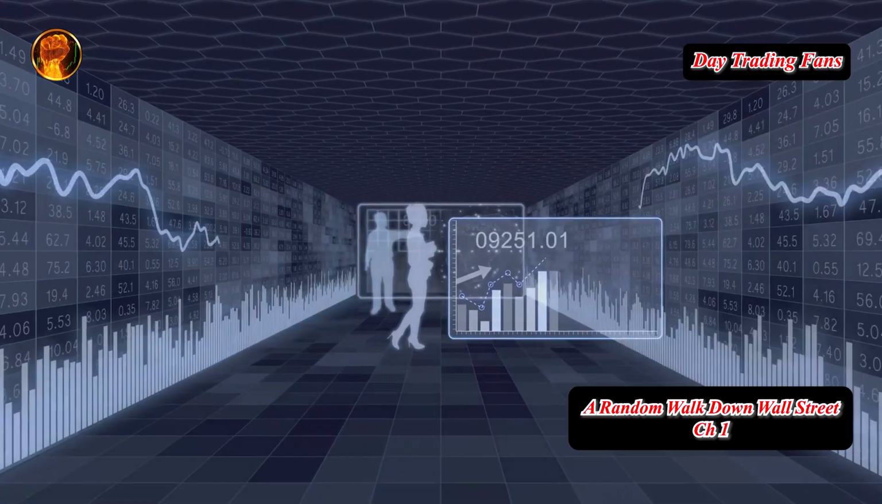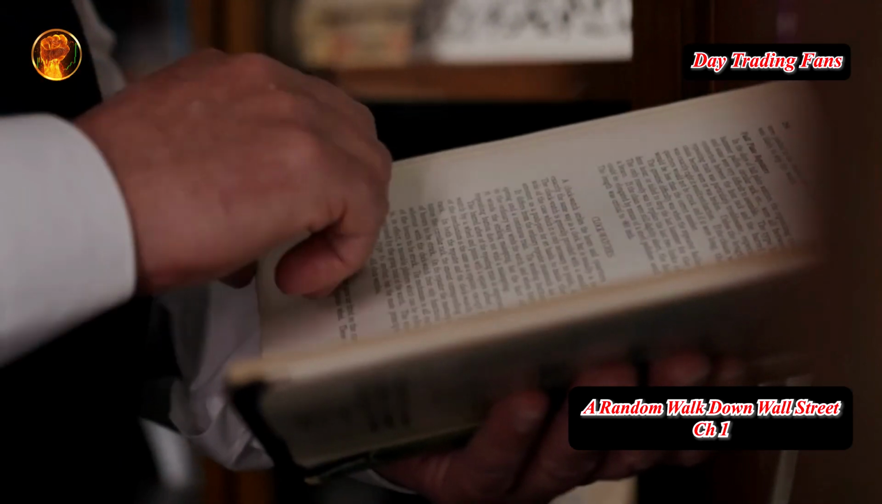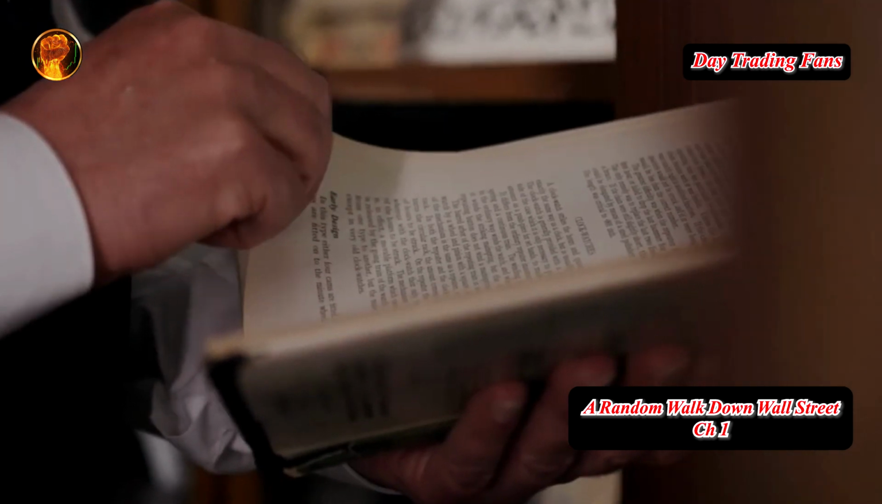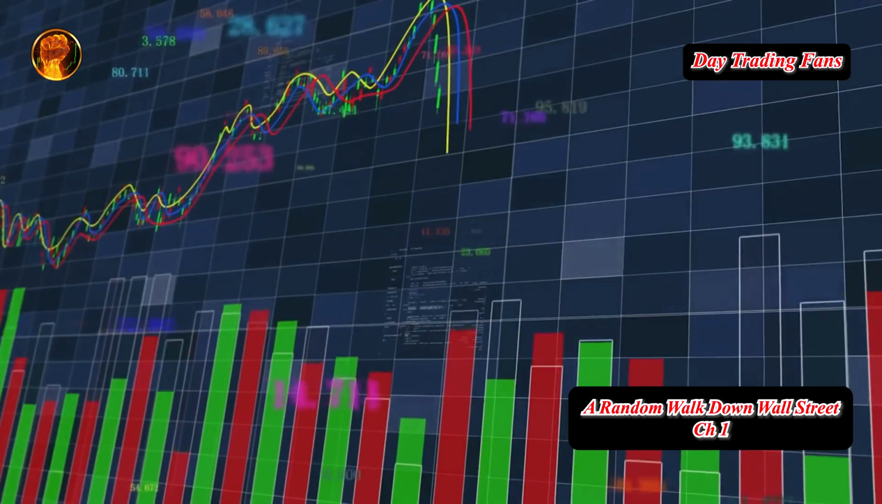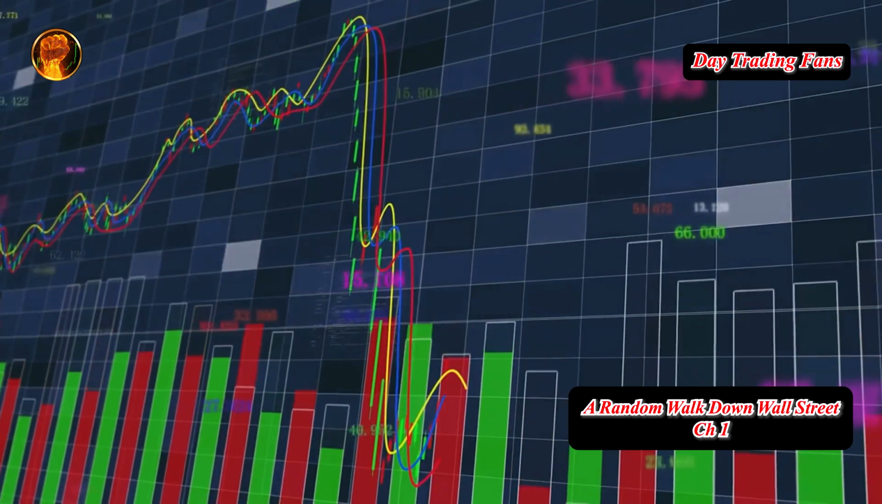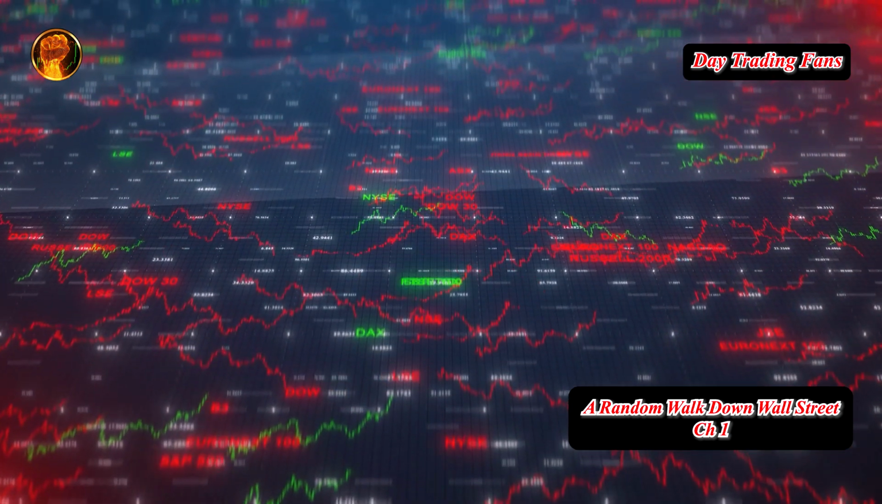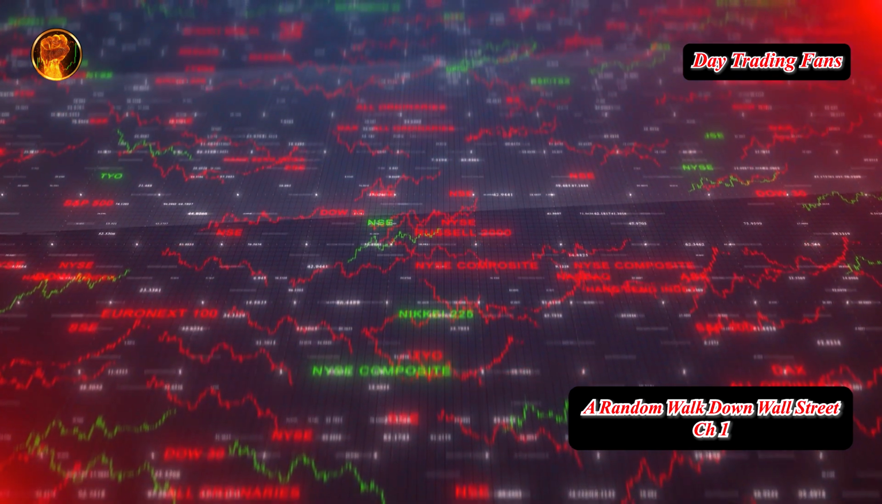What is a random walk? The title of the book refers to a random walk, a concept central to understanding Malkiel's views on stock prices and market efficiency. Simply put, a random walk refers to a sequence of random steps in which each step's direction is independent of previous steps. In the context of stock markets, Malkiel uses the term to describe stock prices.